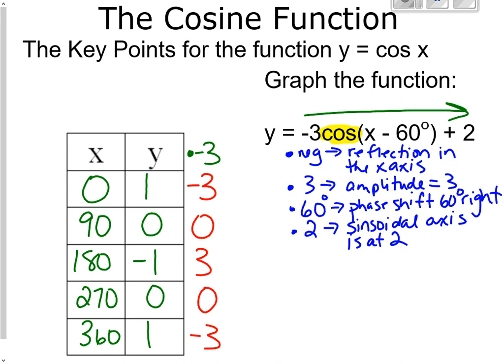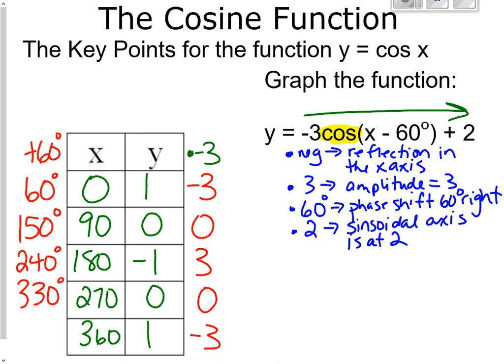All right, next comes this -60. When I bring it outside the brackets, it becomes +60 degrees. So I'm going to add 60 degrees to each one of these. 0 plus 60 is 60. 90 plus 60 is 150. 180 plus 60 is 240. 270 plus 60 is 330. And 360 plus 60 is 420.